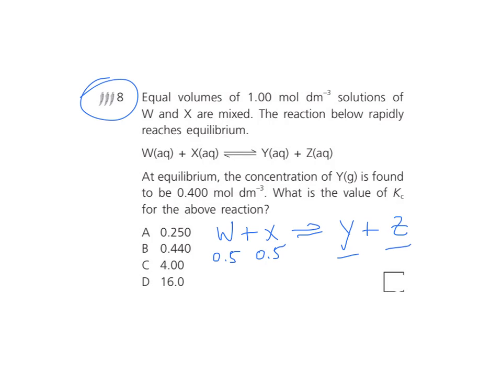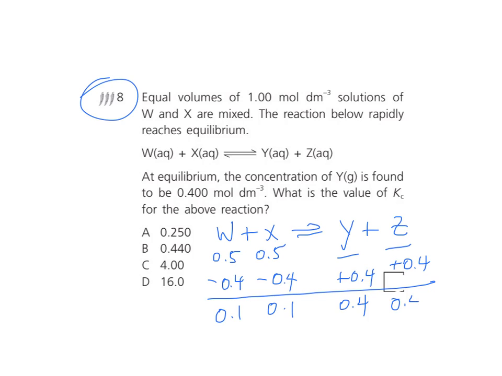There's no Y or Z in the container. At equilibrium, you have 0.4 of Y. So that increased by 0.4, that increased by 0.4. These lost 0.4 because of the 1-to-1 ratios all across the board. So 0.1, 0.1, and 0.4. So Kc is going to be 0.4 squared divided by 0.1 squared. 16 is the only answer that would make sense for that. So D is the best choice.